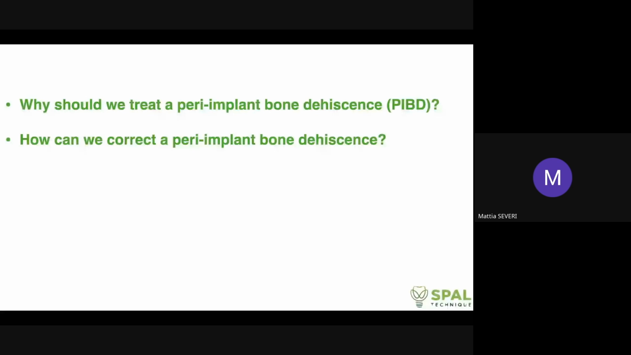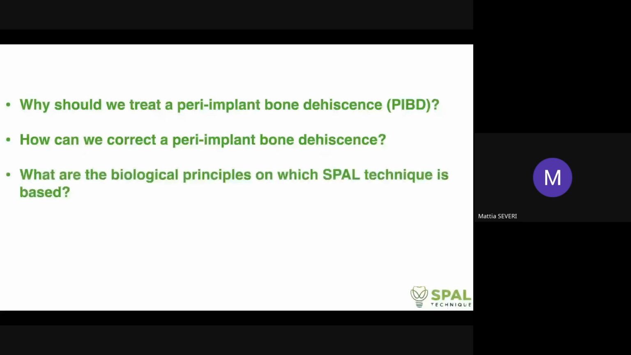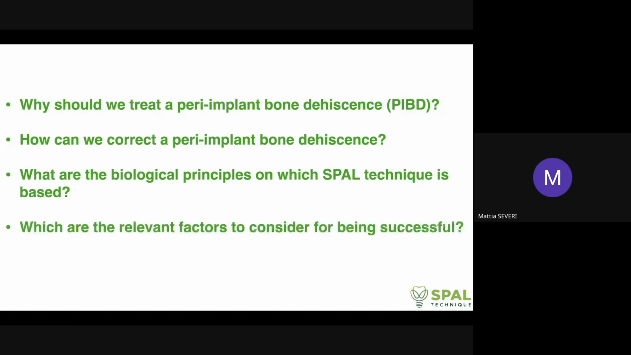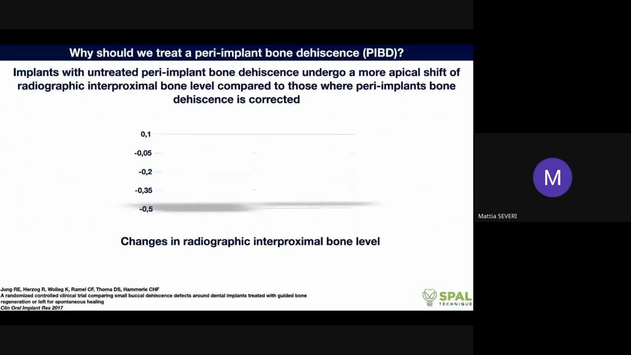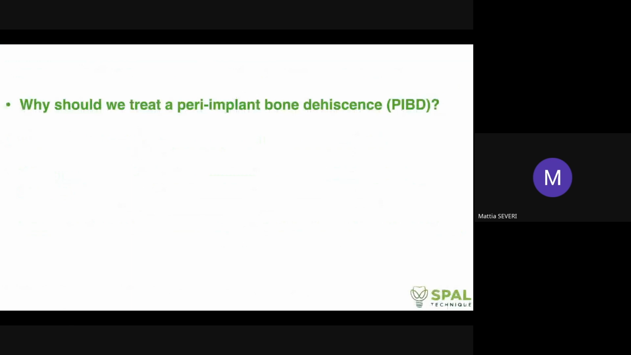The first one is, why should we treat the peri-implant bone dehiscence? Is there any reason for that? The second, then, how can we correct the peri-implant bone dehiscence? But particularly when we are dealing with the SPAL technique, what are the biological principles that rule that specific procedure? And last but not least, which are the relevant factors that we have to carefully consider for being successful? So Mattia, let's start with the first question, which is why should we treat a peri-implant bone dehiscence?